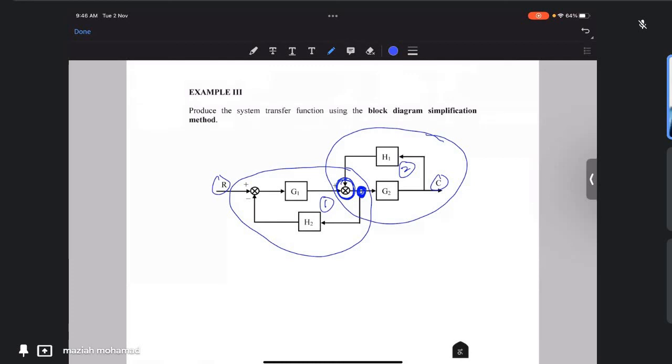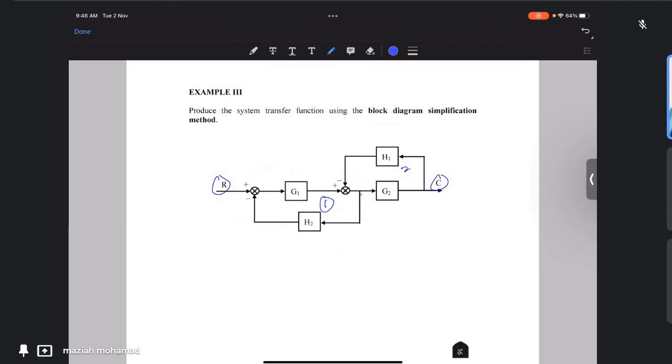Okay, so in order to do that, we have to move either the summation point or the pick-off point. All right, so let's say that we're going to start with the second loop here.